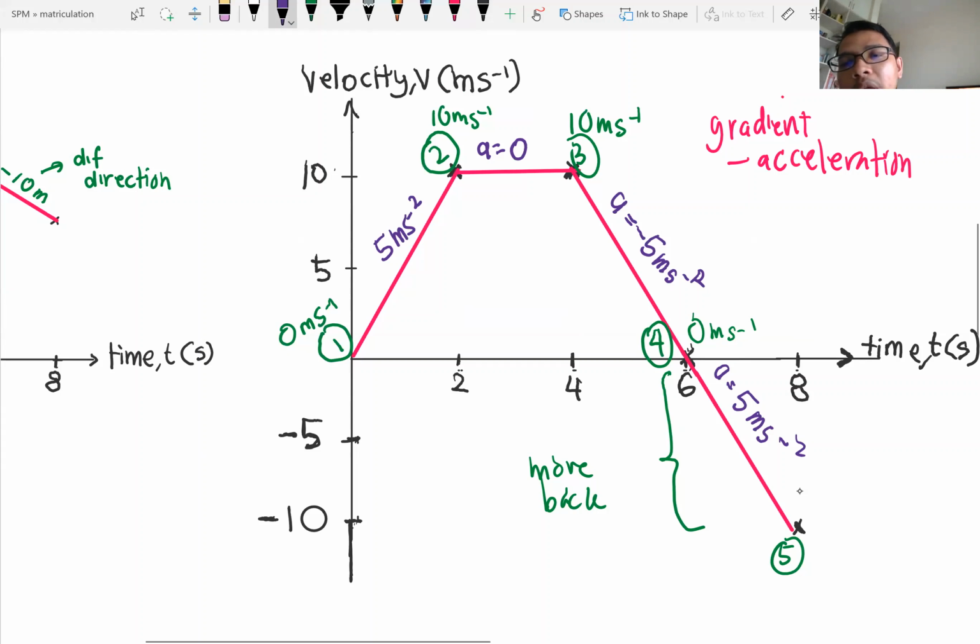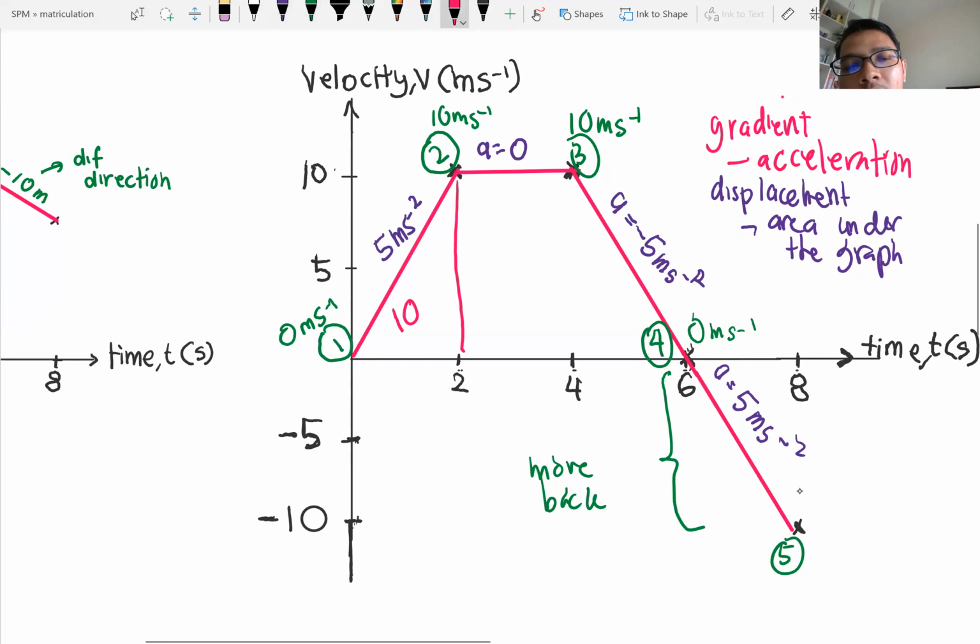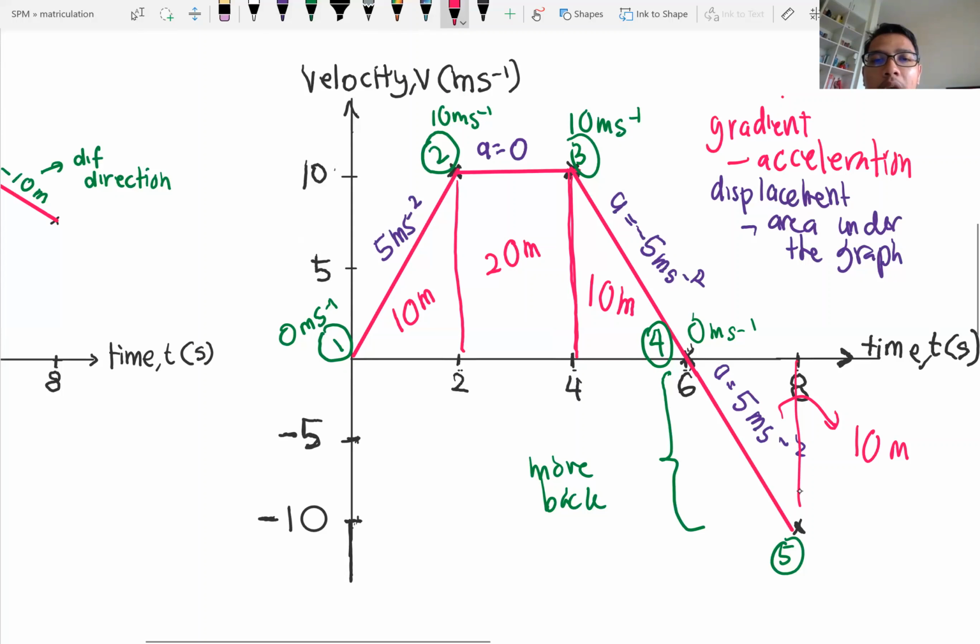And from this velocity time graph, you can also get the displacement by calculating the area under the graph. If you calculate the area here, you will get 10 meter. You calculate the area here, you get 20 meter. Calculate the area of this triangle, you get another 10 meter. And if you calculate the area here, you'll get another 10 meter. That is for the velocity time graph.